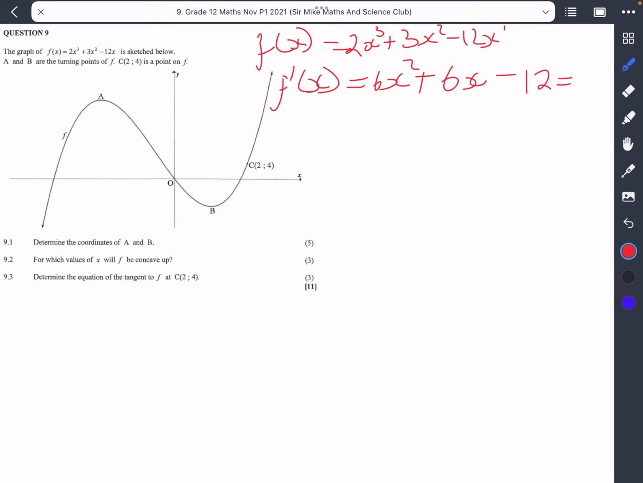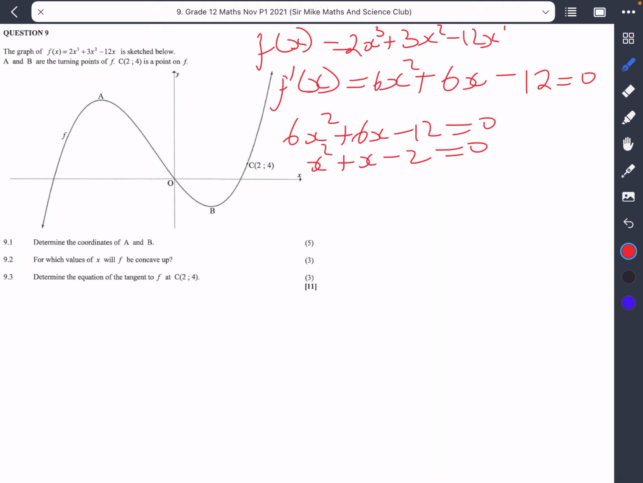I'm going to equate that to 0. So what I have is 6x² + 6x − 12 = 0. I'm just going to divide by 6 on all my terms. So what I would have is x² + x − 2 = 0. Now I'm going to factorize.